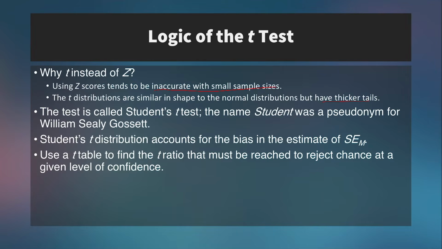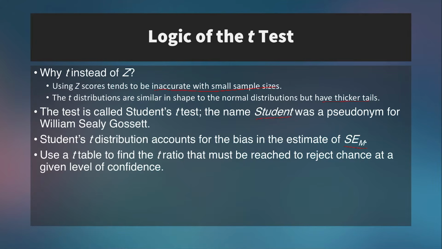Now, the t-test was developed by William Sealy Gosset, who wrote under the pseudonym of Student, and therefore this is called the student's t-test. And the student's t-distribution accounts for the bias in the estimate of the standard error of the mean when you're using a smaller sample size.